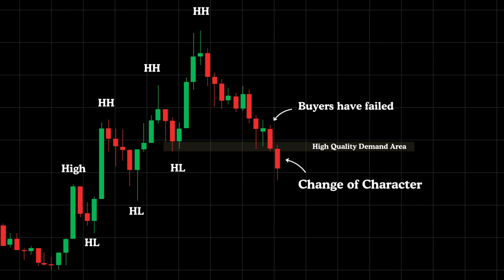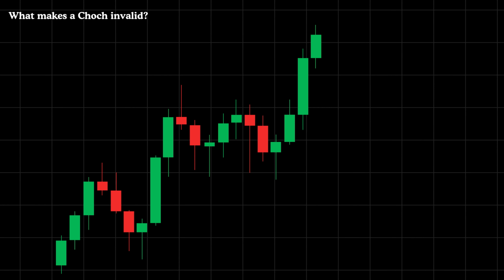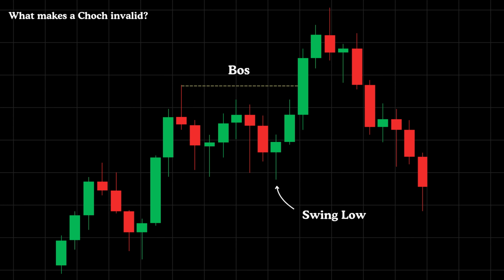However, a change of character is only valid unless it occurs under two commonly seen scenarios. At times, specific market structure setups can render these changes unreliable. Let's walk through this step by step. Here, we have a major swing low that triggered a breakout. A move below this level might appear to be a legitimate change of character.